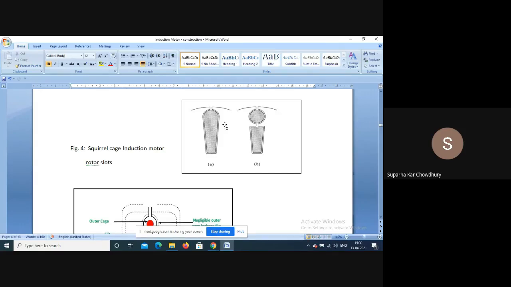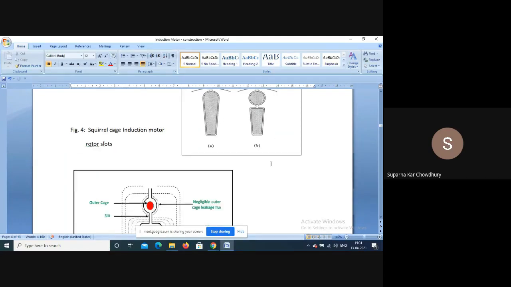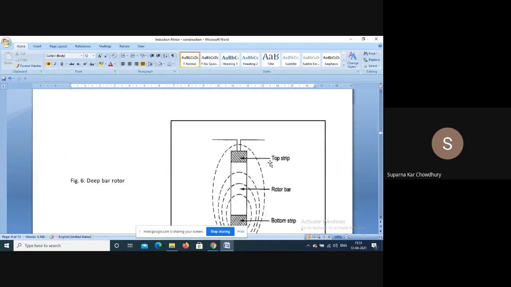Now once the motor starts, the rotor frequency decreases. As it decreases, the effect of the inductance reduces. In normal running the slip is very low, so the frequency is very low, and there is almost no effect of the inductance. So the current will be evenly distributed and the resistance will be low. This is done for deep bar or double squirrel cage rotors.